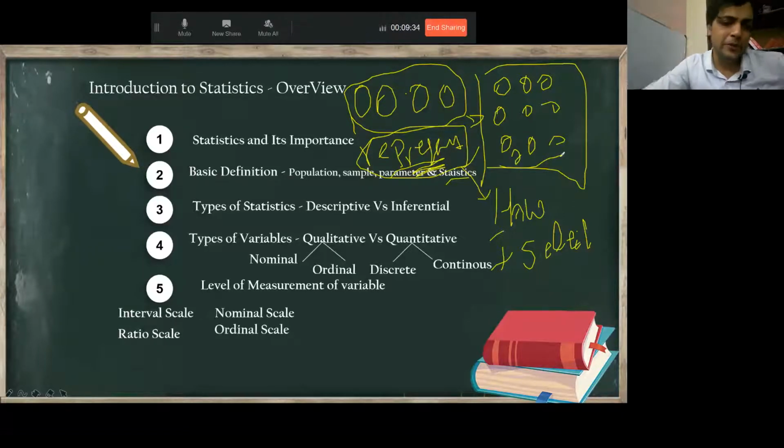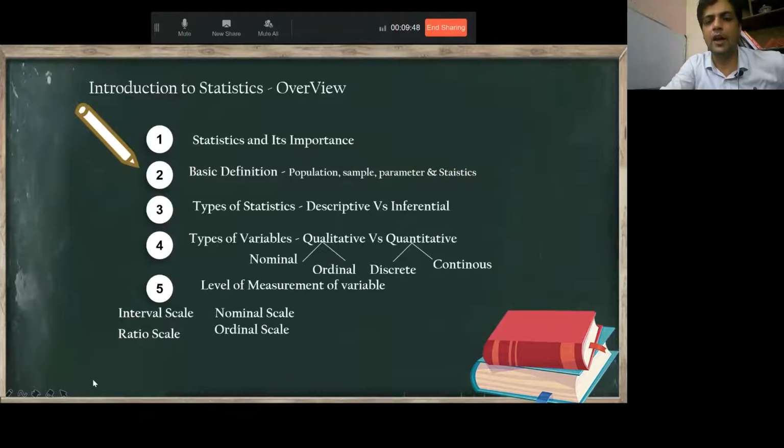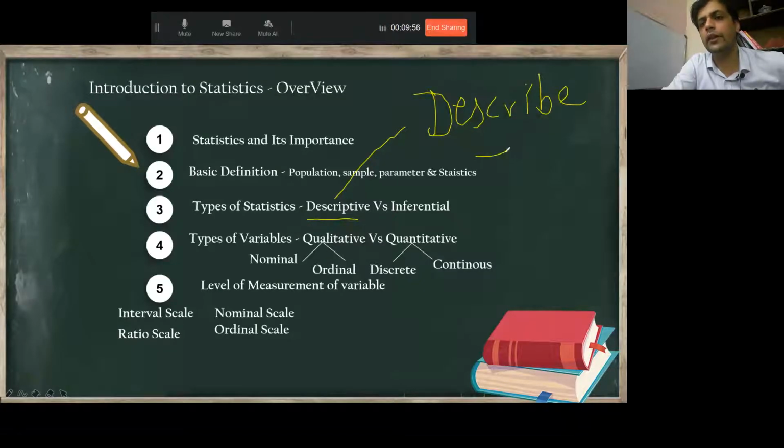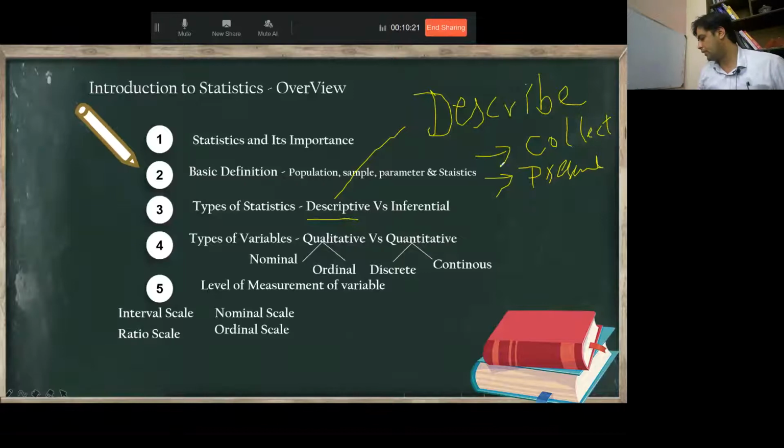Then we saw what descriptive analysis is and what inferential analysis is. I'm sure you all know now what descriptive is. Descriptive comes from the word describe. So here we describe the data. How? By collecting and presenting the data. How do we collect? Through primary data and secondary data. We present the data through different tabular forms and different graphs. So that's how we collect the data.